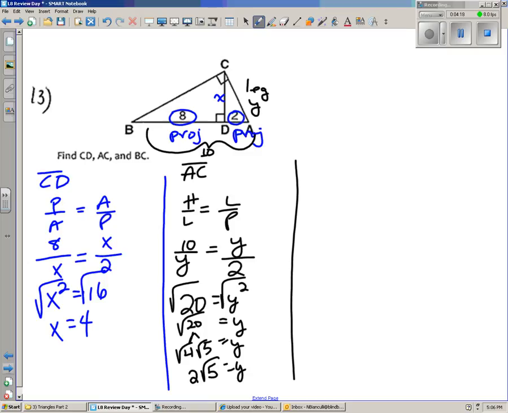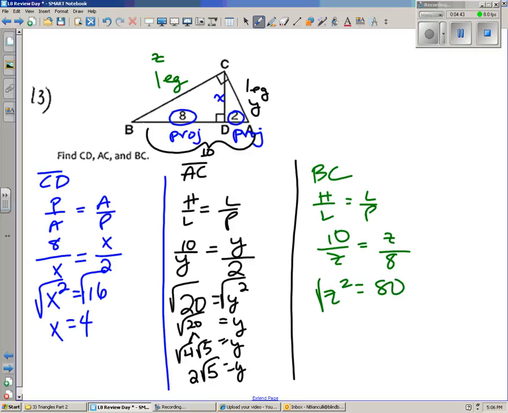One more. We want to find BC. And BC is the other leg. So very similar setup. We're going to use HELP. The hypotenuse was 10. The leg, I'll call it Z, equals same leg over the projection on that side, which is not 2, but it's 8. So cross multiplying, we get Z squared is 80. Taking the square root, we get square root of 16 square root of 5, which simplifies to 4 square root of 5.